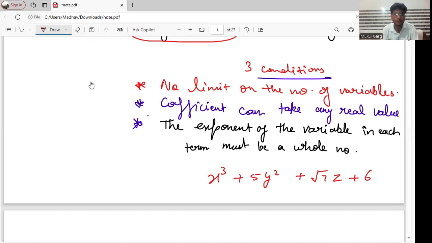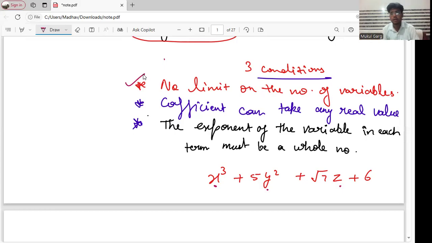So let's check the first condition. The first condition says that there is no limit on the number of variables. यानी variable कितने भी हो सकते हैं एक algebraic expression के अंदर. Here you can see x is a variable, y is a variable, z is a variable. So there are three variables involved here. So no limit on the number of variables. कितने भी आप ले सकते हैं. ठीक है? It doesn't matter at all. Then first condition तो हमारी होगी check.